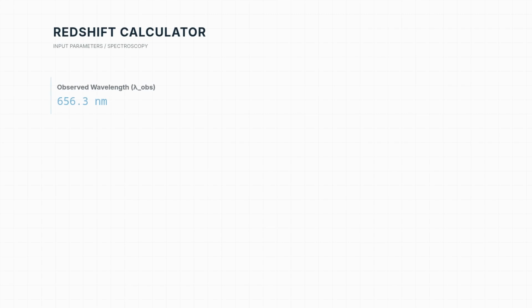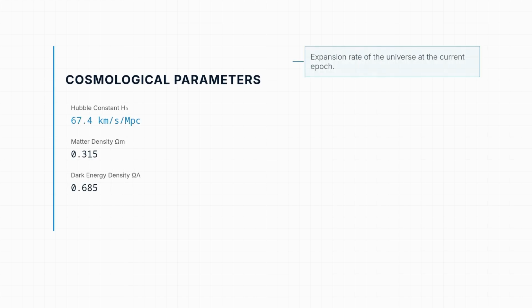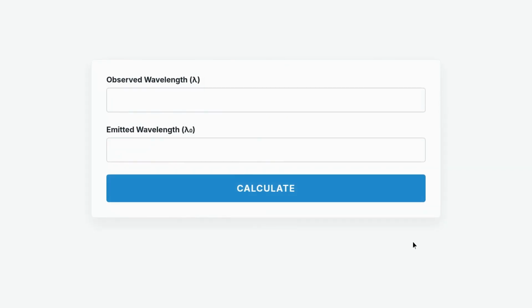The input fields are observed wavelength in nanometers, emitted wavelength in nanometers, redshift z, recession velocity in kilometers per second, Hubble constant H0 in kilometers per second per megaparsec, matter density Omega m, and dark energy density Omega lambda. For our example, I'll input observed wavelength 656.3 nanometers, emitted wavelength 486.1 nanometers, keeping other fields at their defaults.